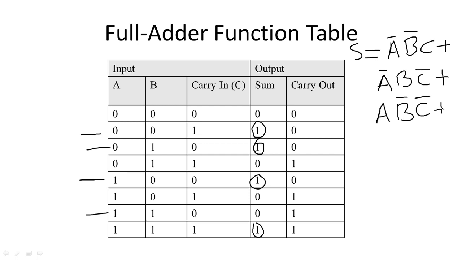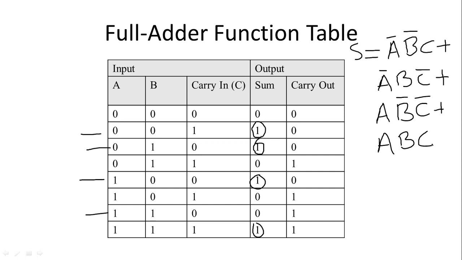plus the last one is 1 1 1. So that is A, B and C. So this is the Boolean expression. This is not in a simplified form. To implement a circuit, we need to simplify our expressions. So let's find the expression for carry, then we'll find out how to simplify these expressions.